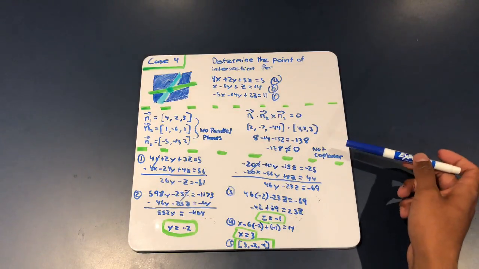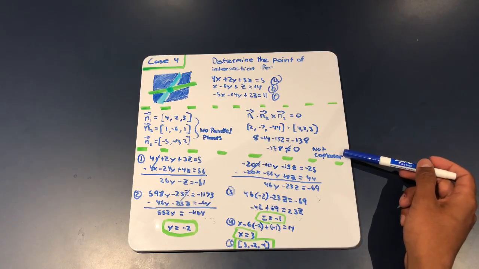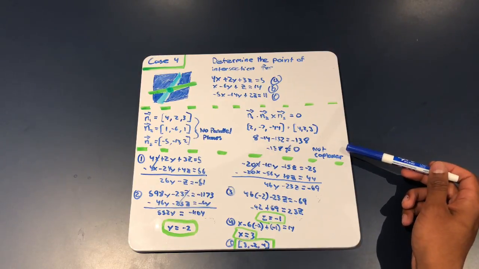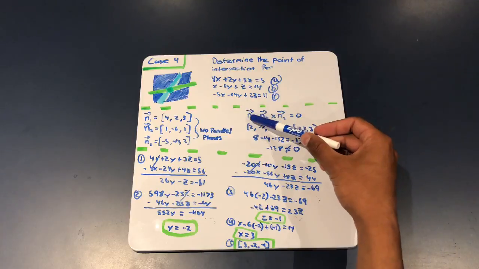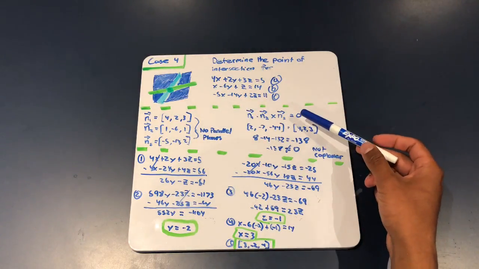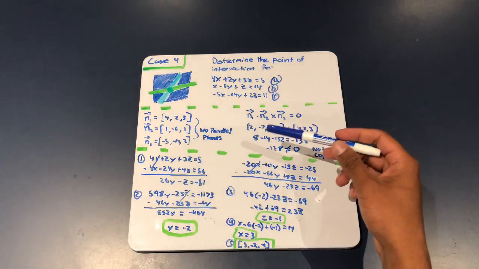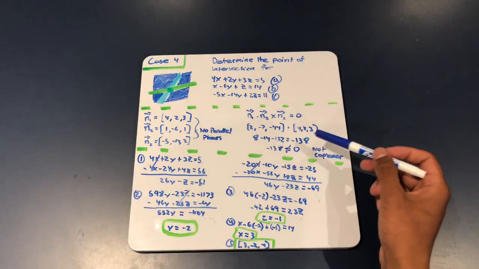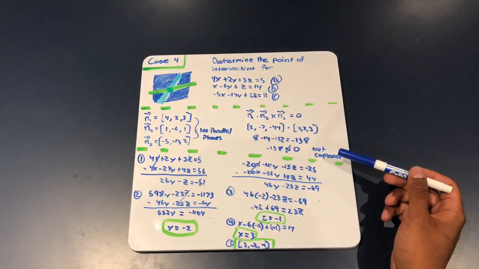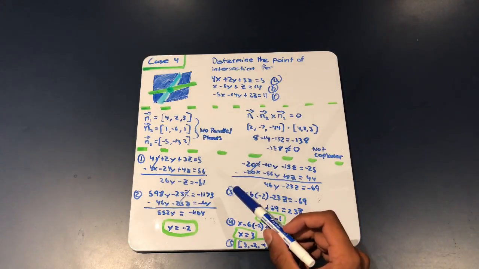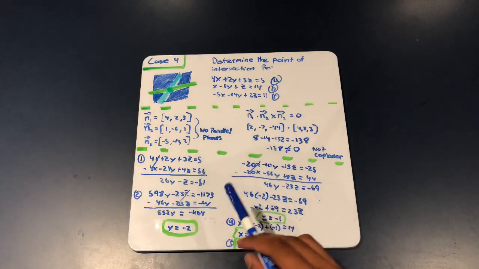Next, you want to determine whether it's coplanar or not. If it's not coplanar, you know you're dealing with a point of intersection of the three planes. You do this by doing normal 1 dot normal 2 cross normal 3, and if it's equal to 0, it's coplanar, and if it's not, that means it's not. I got -138, which does not equal 0, so that means it's not coplanar, which means I'm dealing with a specific point on the three planes, and I have to find that specific point.